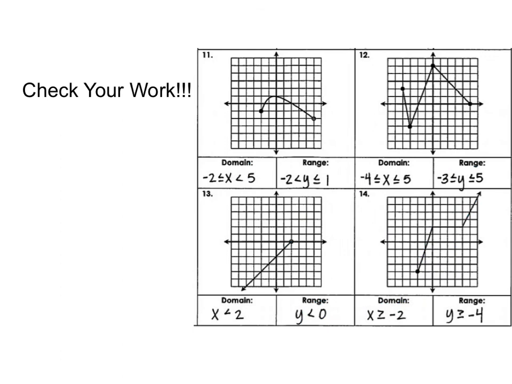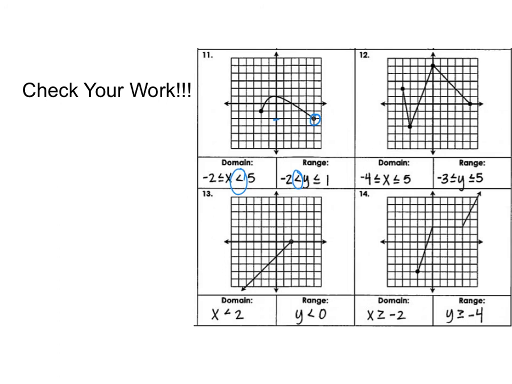And on these 11 through 12, a few things to note. Pay attention here to the fact that this is an open dot. So when we have open dots, we cannot have equal to that 5. It's just less than. And the same thing with the range. When you're looking up and down, it's greater than -2, but not equal to -2.